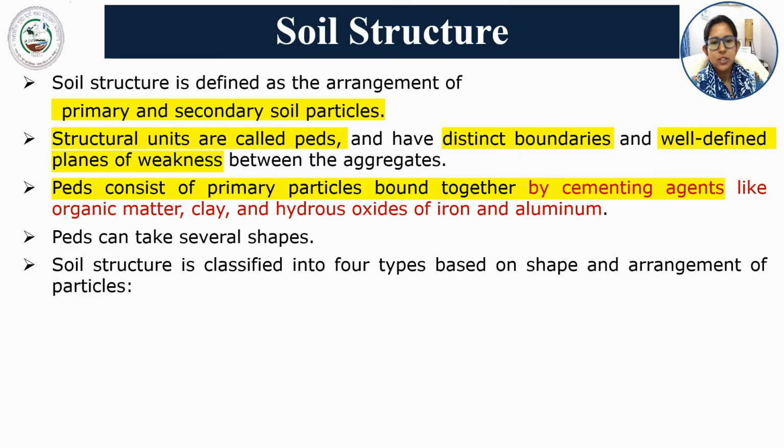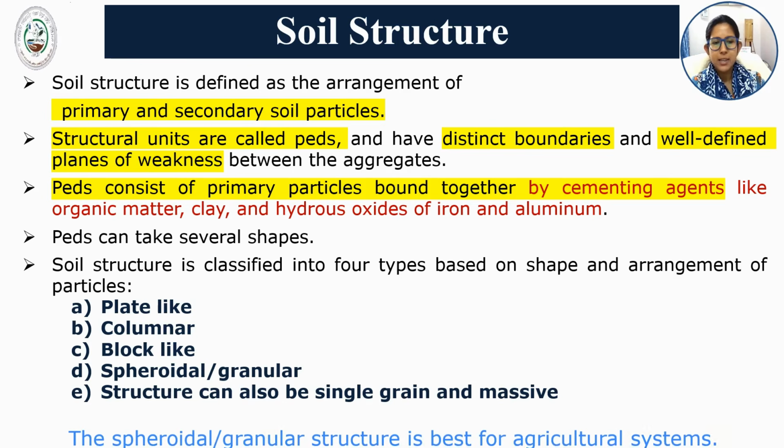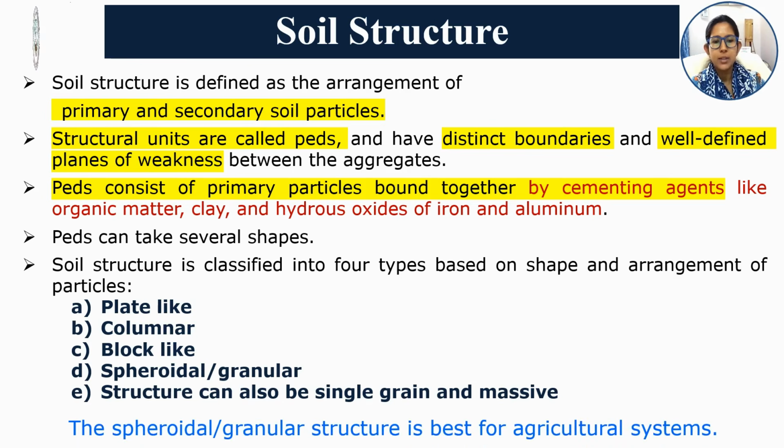And the soil structure is classified into 4 types based on the shape and arrangement of the particles. It is like plate-like, columnar, block-like, spheroidal or granular, and the structure can either be single grain or massive as well. And for agricultural purposes, generally the spheroidal or granular structure is taken as the best.